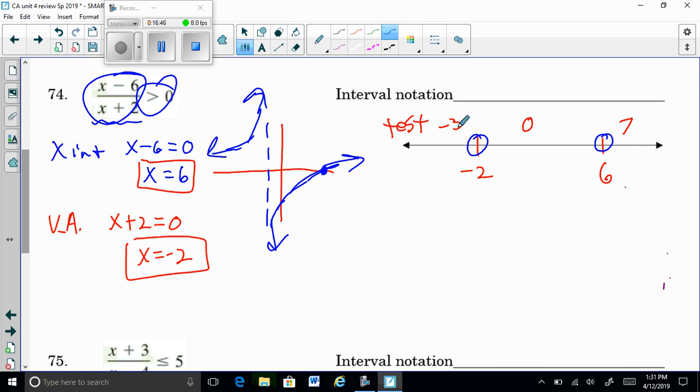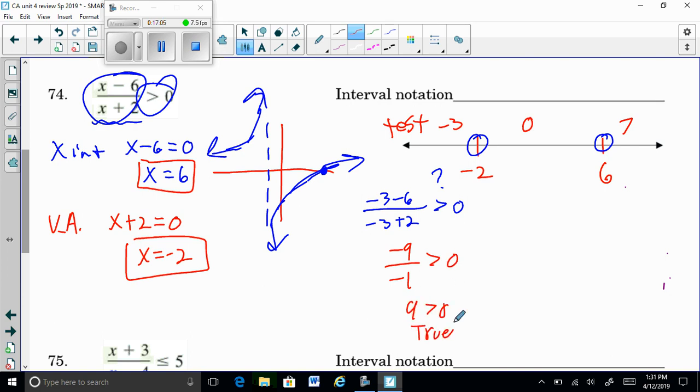Let's start with -3. So -3 minus 6 over -3 plus 2. Is that greater than 0? We're going to get -9 over -1 greater than 0. +9 is greater than 0. Comes back as true. We'll go ahead and shade right there.